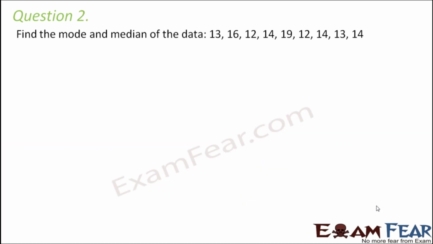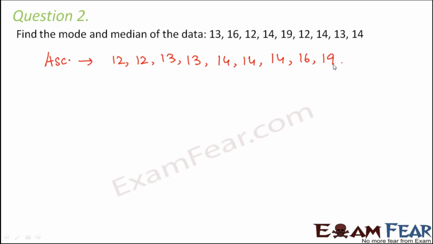Question number 2. Find the mode and median of the data: 13, 16, 12, 14, 19, 12, 14, 13 and 14. So first of all, we need to arrange it in ascending order. So we get 12, 12, 13, 13, 14, 14, 14, 16 and 19. So this is how we have arranged it in the ascending order.